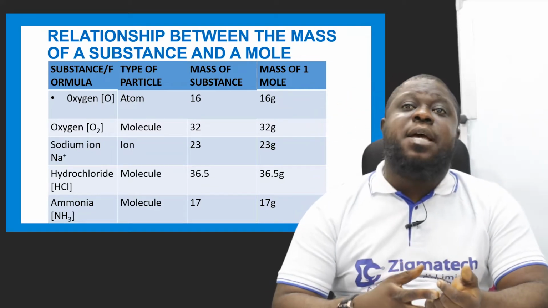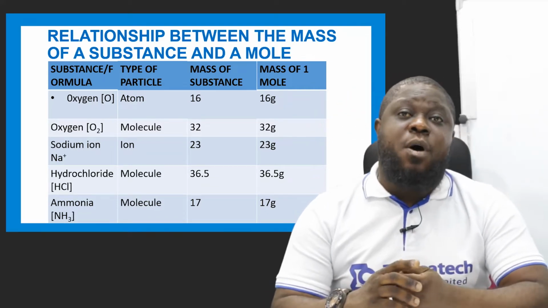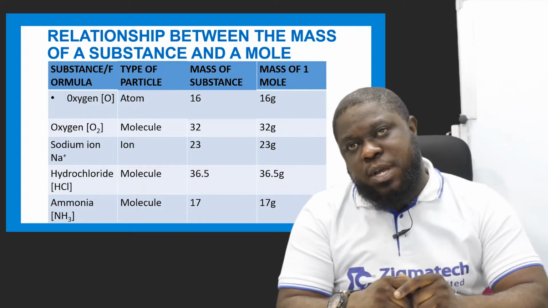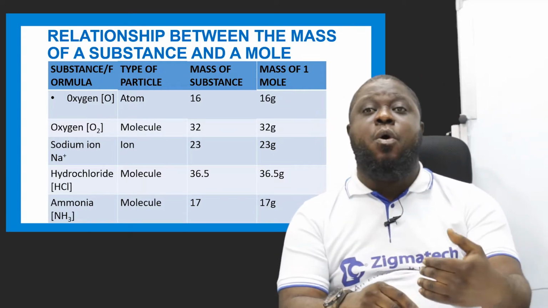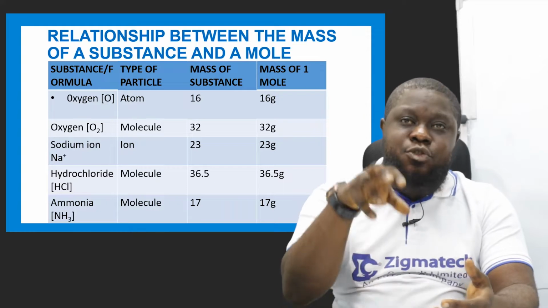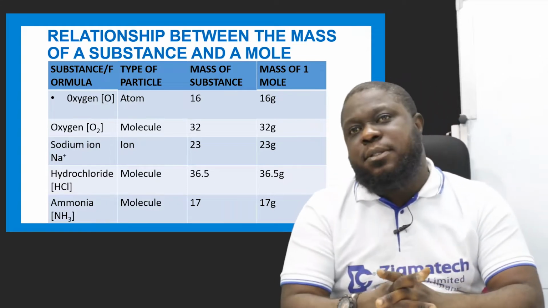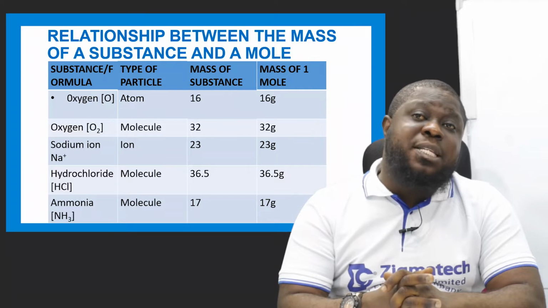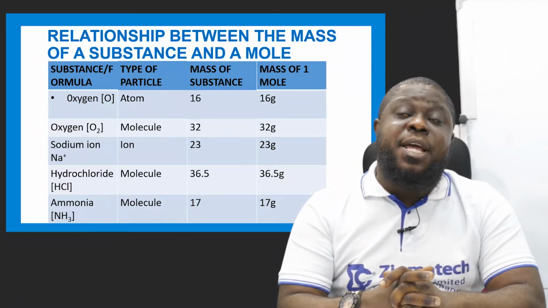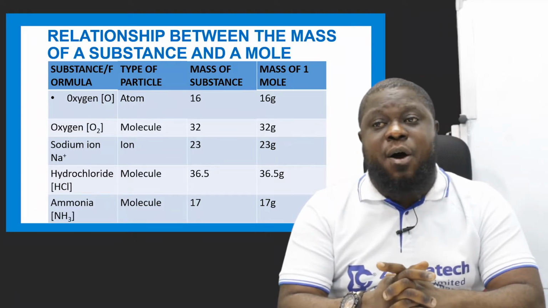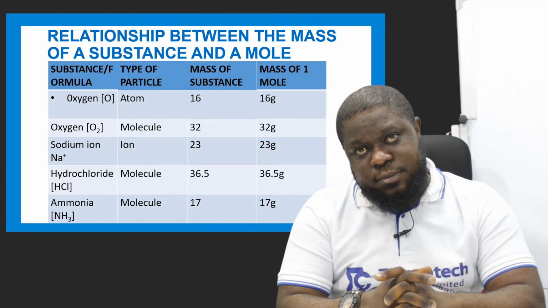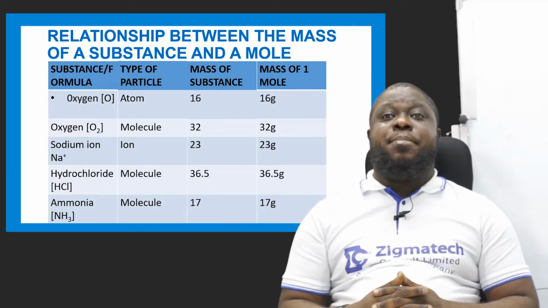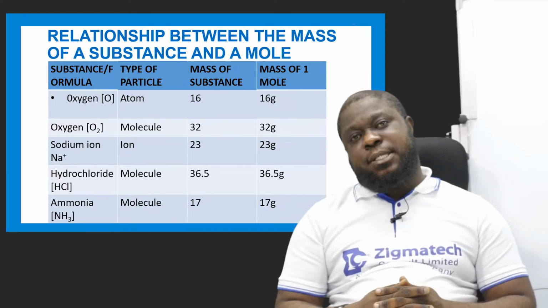So if it has a mass of 1 mole, the mass of 1 mole will be 16. The mass of 2 moles will be 32. In essence, the mass of a mole is the mass number of an element. The mass of 1 mole is the mass of the Avogadro's number of the element. So if the mass of a substance is 16, that means the mass of 1 mole will be 16.